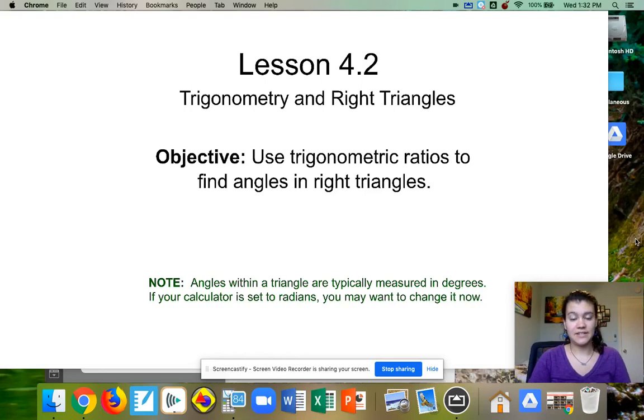So lesson today is 4.2. We're doing trigonometry and right triangles. Quite a bit of this will be review, some will be new, and when we have any optional portions, I will highlight those in red.